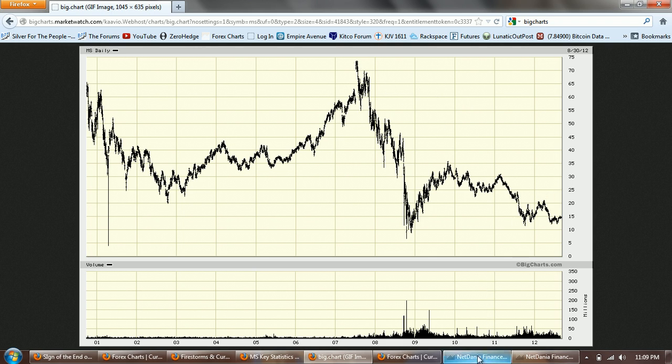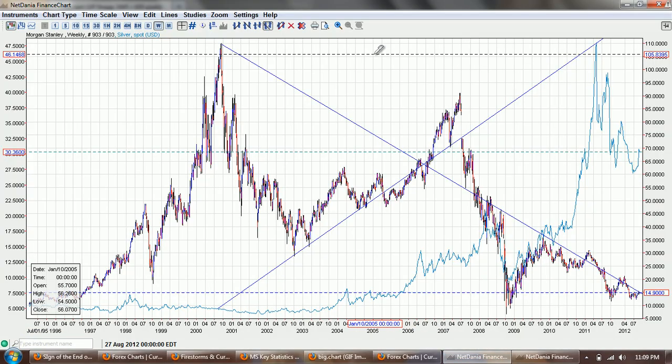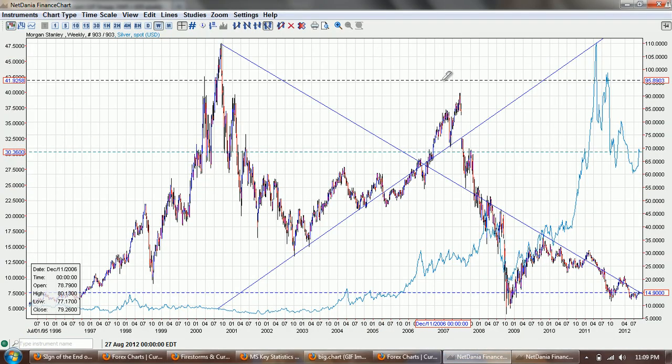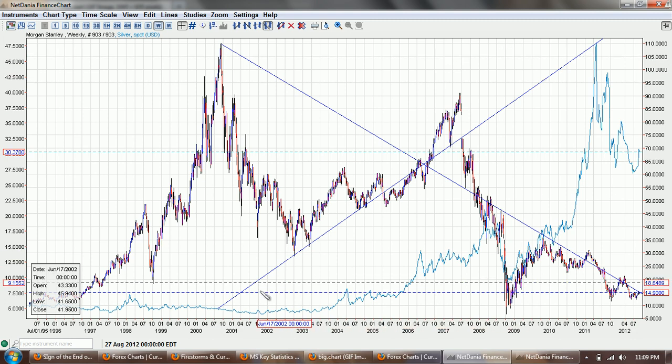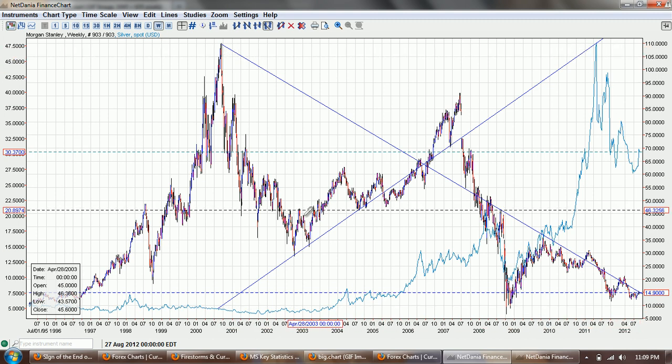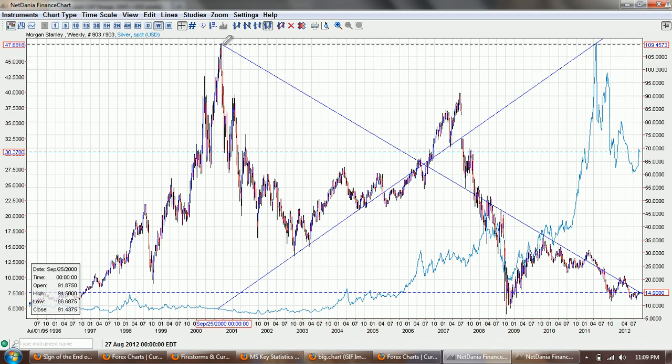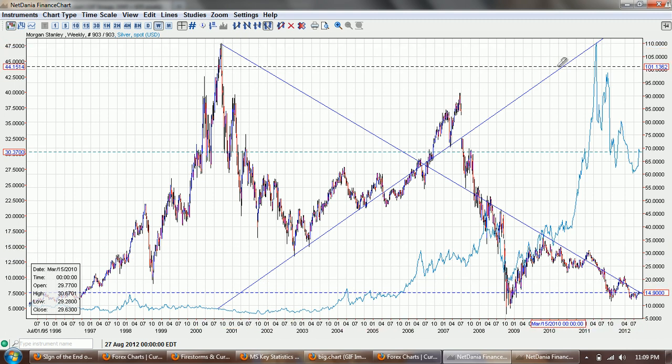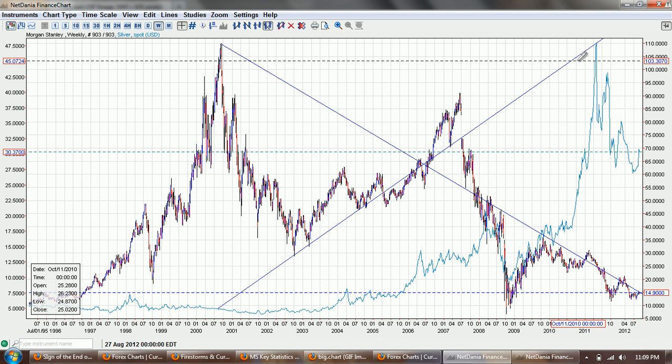If we go to this chart here, you can see I've overlaid Morgan Stanley with silver, and you can see silver in the blue here has pretty much just risen in this straight line fashion, while Morgan Stanley has declined pretty much in this straight line fashion. So the prices have crossed over.